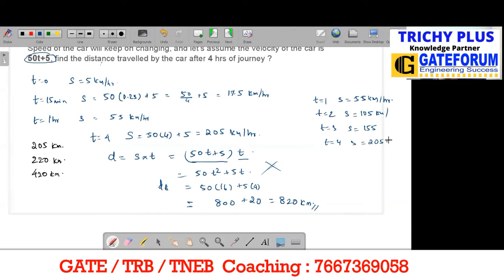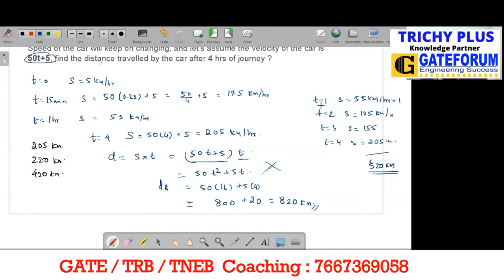205 kilometer per hour. So what they will do, they will be putting 1 here, and for the first hour 55 kilometers traveled, second hour 105 kilometers traveled, for the third hour 155 kilometers the car traveled, and the fourth hour it is traveling 205 kilometers. So they will add all this and they will come up with an answer of something like 200, 300, 400, 450, 500, somewhere like 520 also they will come. Again, this is also wrong, right?